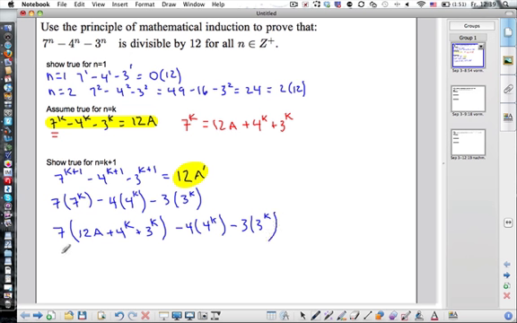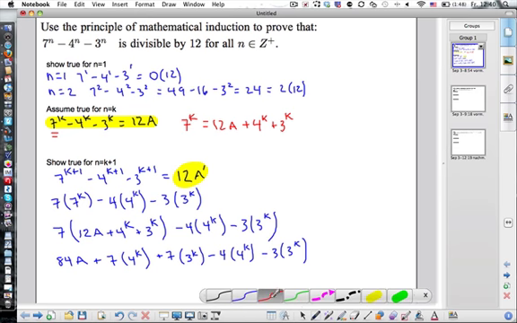Alright, almost there. So 12 times 7 is 84, hope that's right, plus 7 times 4 to the k plus 7 times 3 to the k minus 4 to the k minus 3 to the k. Okay, so now we can do some common terms here. We've got 7 fours to the k's and then negative 4 of them. And then we have a couple 3 to the k's and a couple more 3 to the k's.